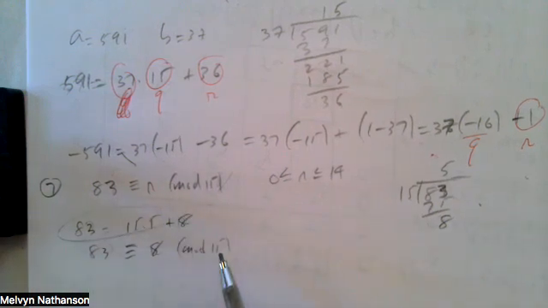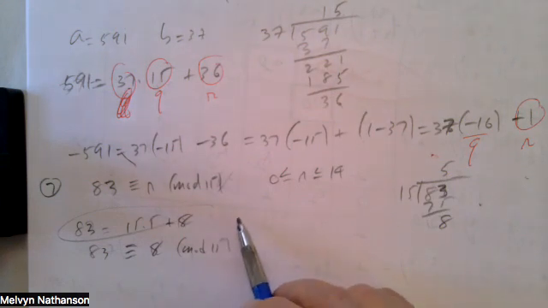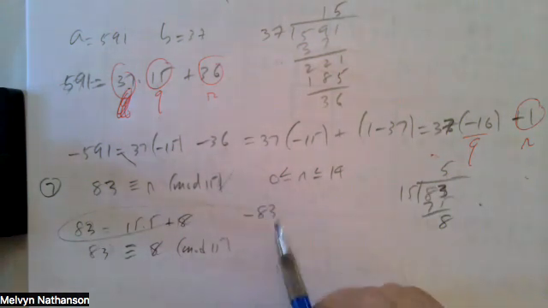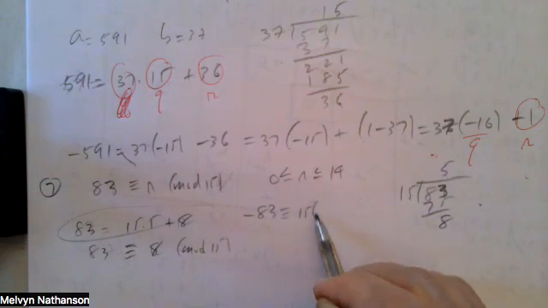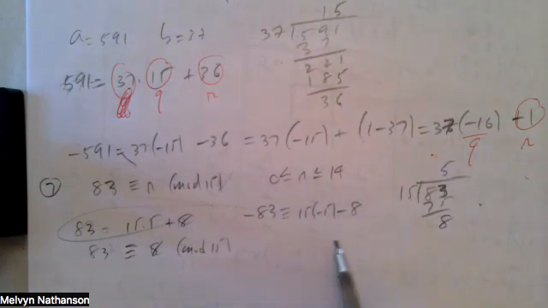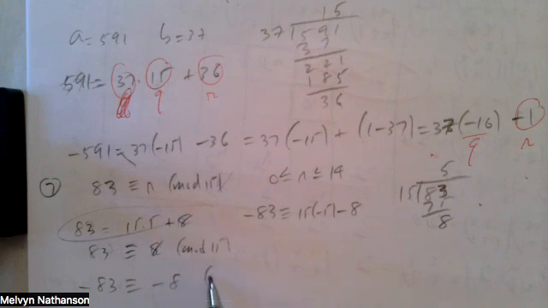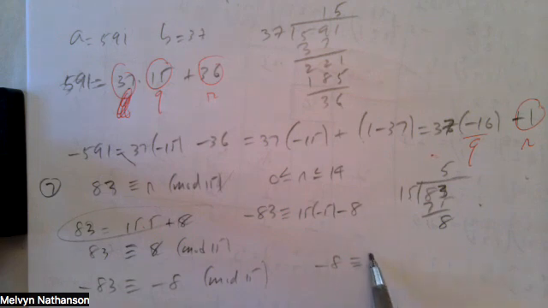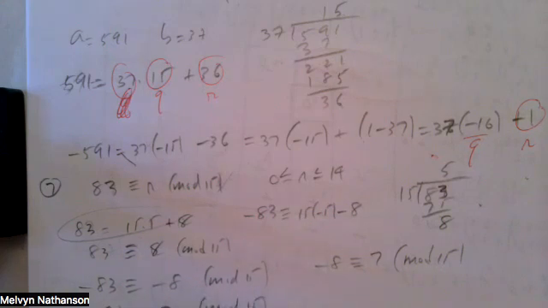Now, if I take this and multiply it by minus 1, minus 83 is congruent to 15 times minus 5 minus 8. So it definitely is true that minus 83 is congruent to minus 8 mod 15, but minus 8 is negative. We want the least non-negative residue. But minus 8 plus 15 is 7. So minus 83 is congruent to 7 mod 15.